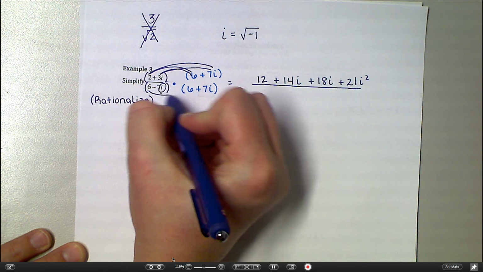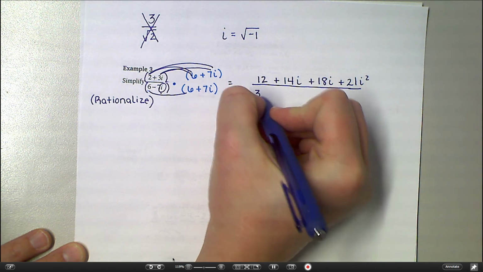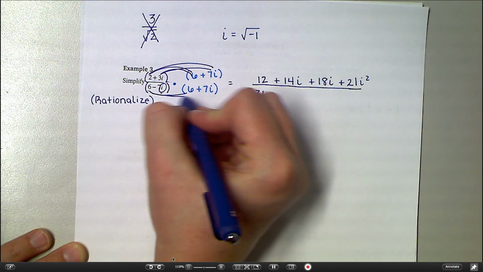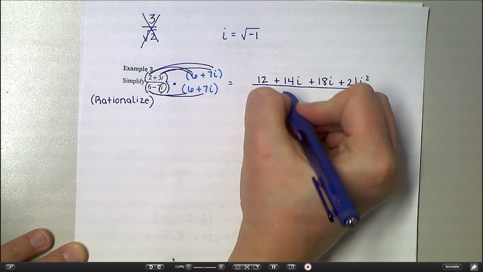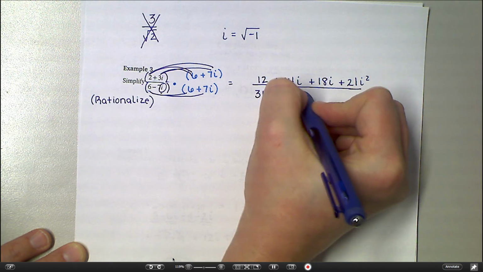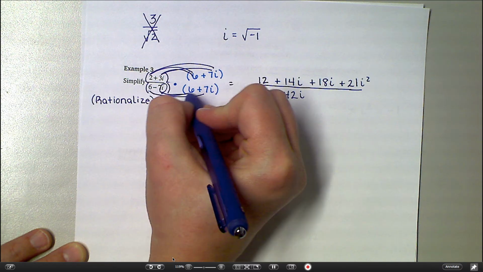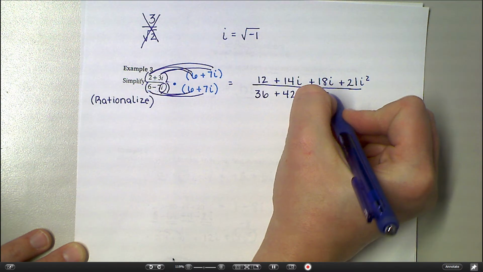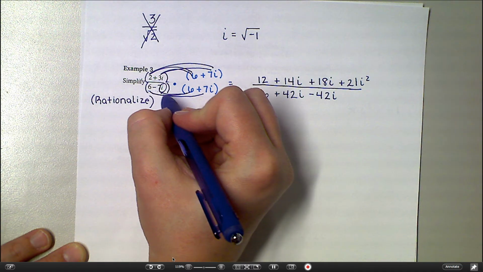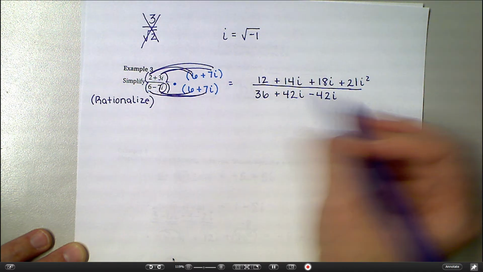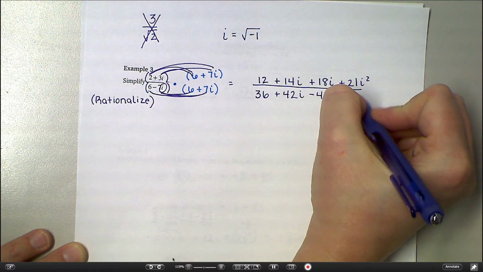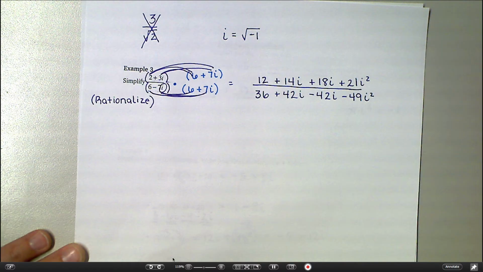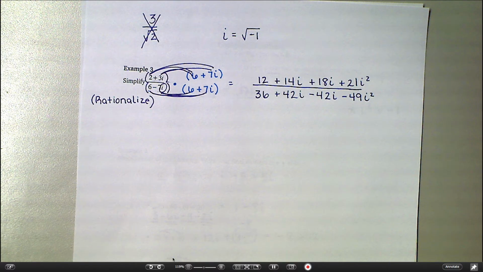So 6 times 6 is 36. 6 times 7i is 42i. Negative 7i times 6, that would be negative 42i. And then negative 7i times 7i would be negative 49i squared. Okay, go ahead and pause if you need a second to catch up with that.